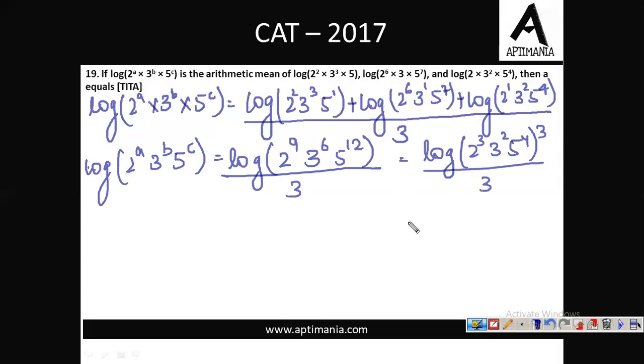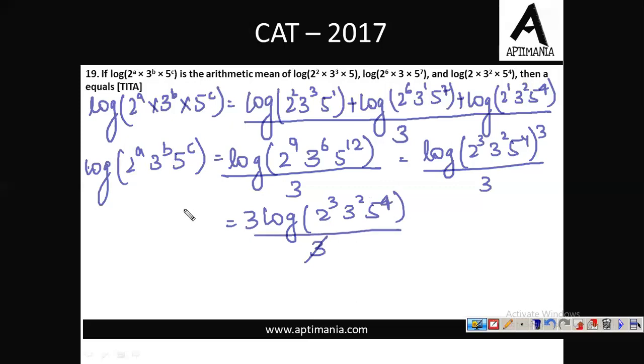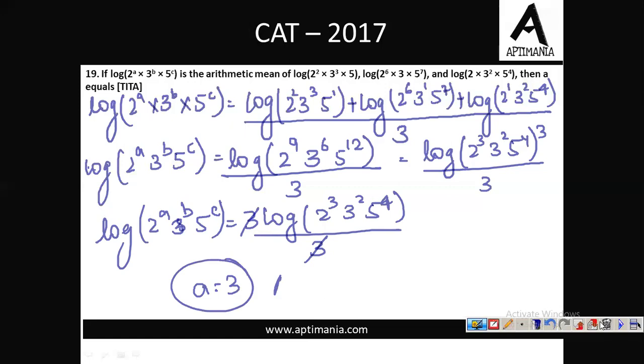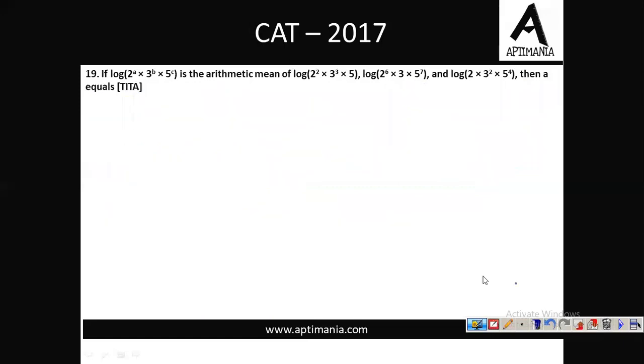Now this 3 will come in front and will be equal to 3 log of 2 cube 3 square 5 power 4 upon 3. The 3 and 3 will get cancelled out, and comparing the value with log 2 power a 3 power b and 5 power c, we'll get the value of a as 3. So for question number 19, the correct value of a is 3, which is the answer. Let's go ahead to the next question.